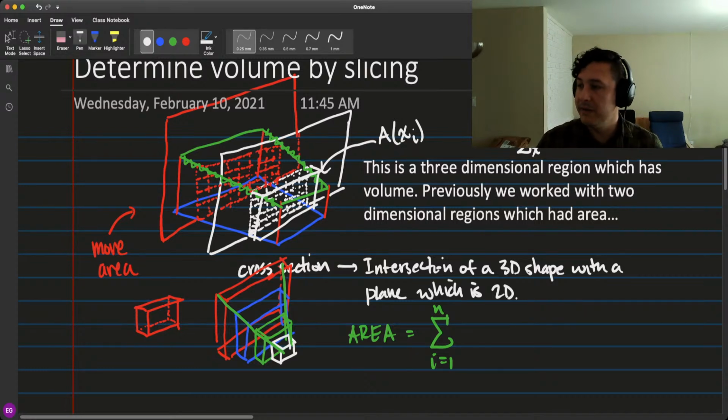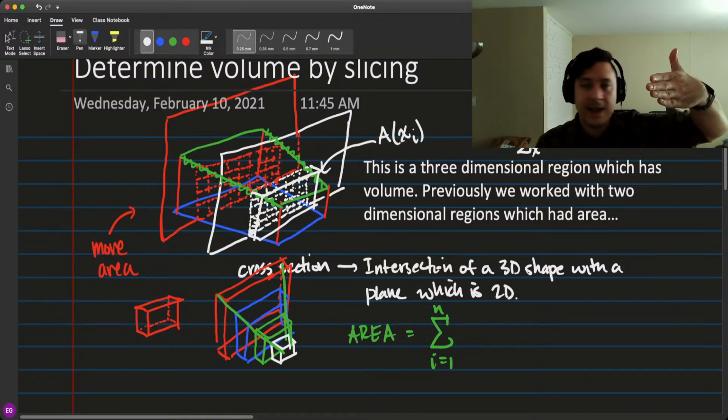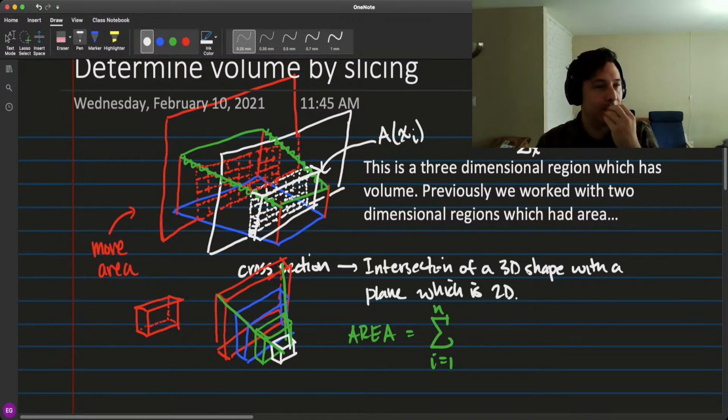So what's the volume of this thing equal to? It has area A(xi). How do you get the volume of the whole thing?